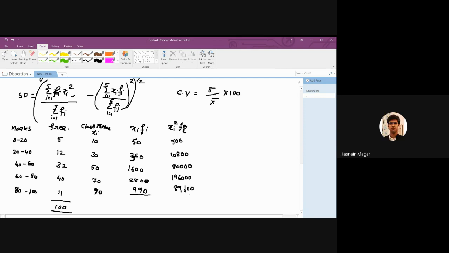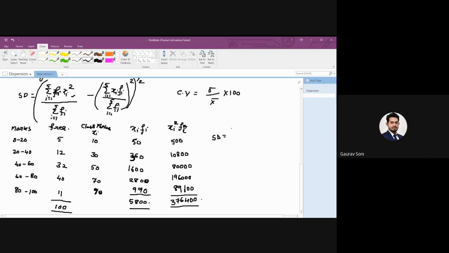The summation xi fi is 5,800. And xi square fi is 3,76,400. Now, once we have all the details, we can go for standard deviation.